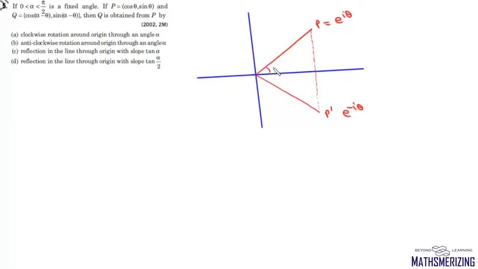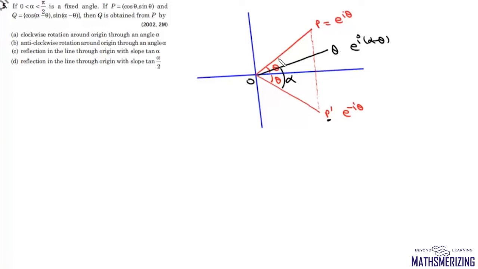So this angle is theta and this angle is also theta. Now what we'll do is rotate this vector OP dash by an angle alpha. Now this point will be e to the power iota (alpha minus theta), which is nothing but Q.